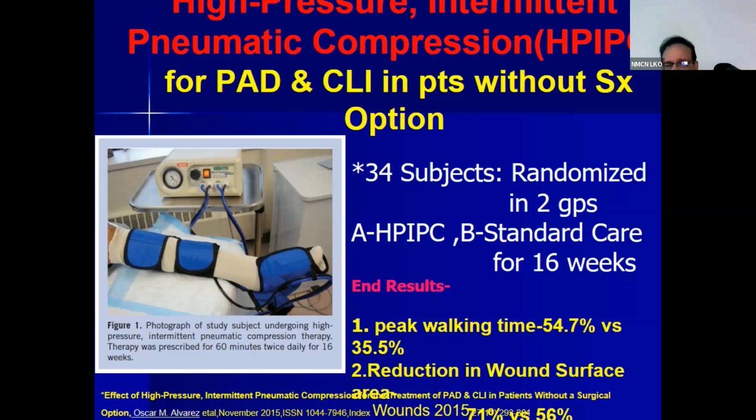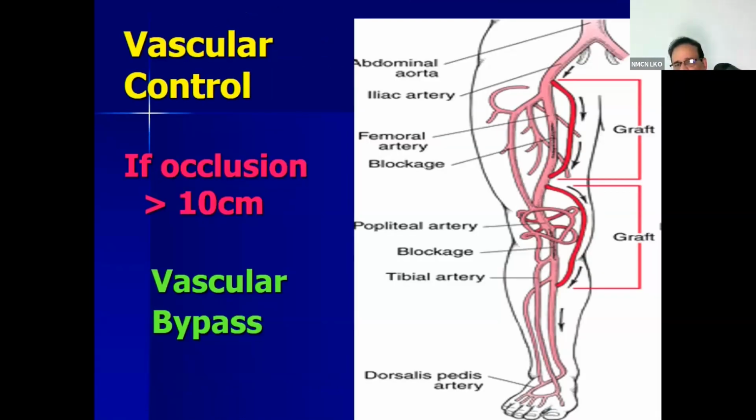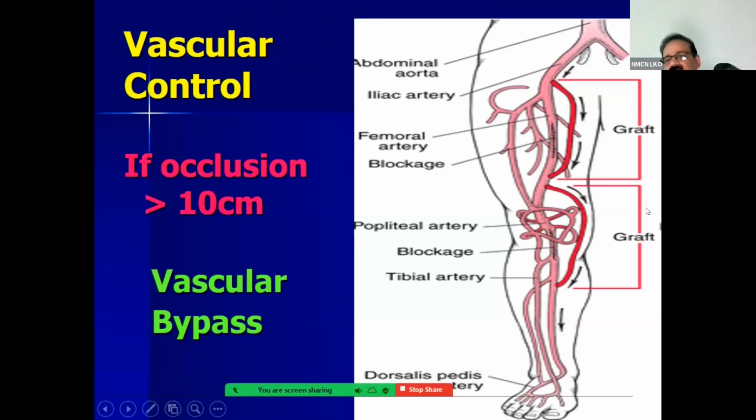Different trials have been done, and they have shown that the peak walking time has increased, and there is a reduction in wound surface also. So this is also one of the modalities when angioplasty or bypass can't be done. And if occlusion is more than 10 centimeters, we go for vascular bypass. As you see, if the blockage is there, this graft is put accordingly. So different peripheral bypasses are not unusual.